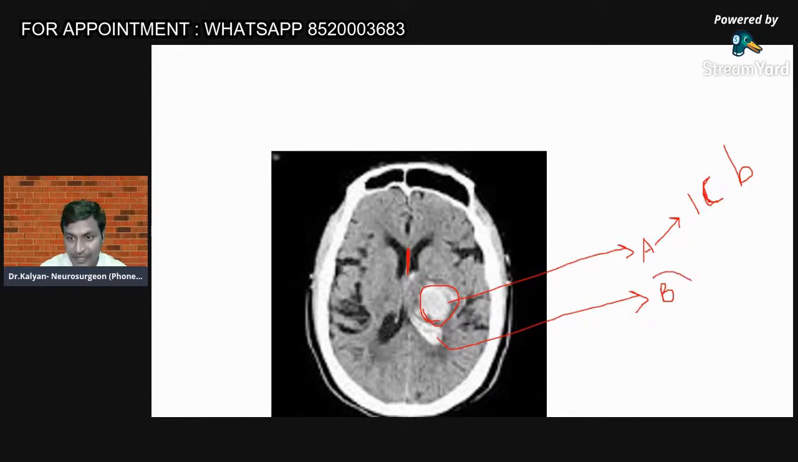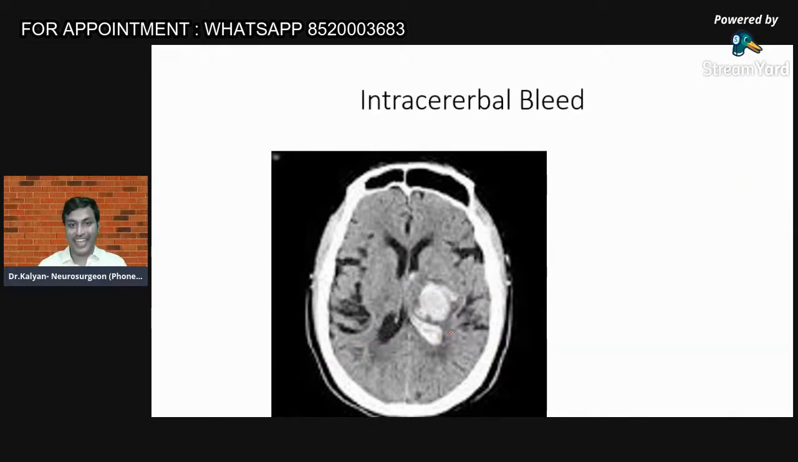Now coming to B. Where is the blood in B located? I will give a hint. What is this structure? This is a CSF structure on the right side, and this blood is present on the left side in a similar structure. So what do you call this? Dr. Fatima has answered. A is left intracerebral hemorrhage and B is left intraventricular bleed. Everyone is right. A is intracerebral bleed, B is intraventricular bleed.